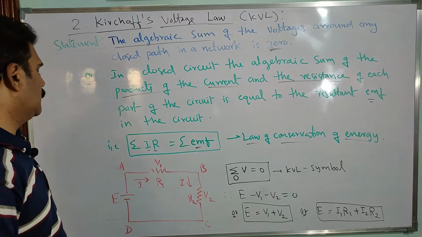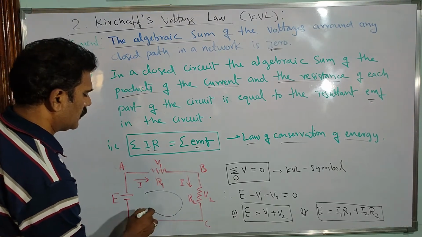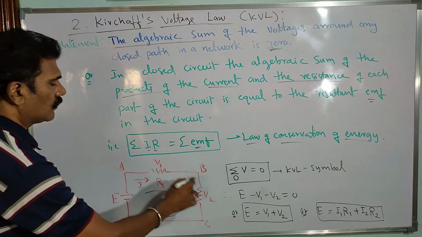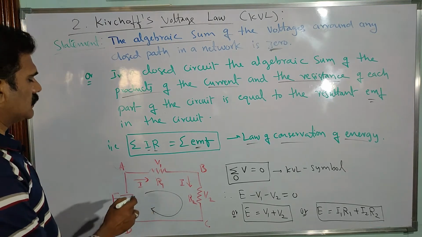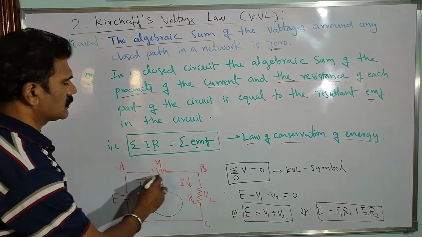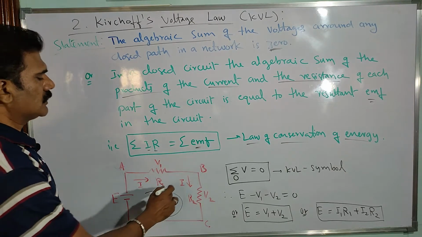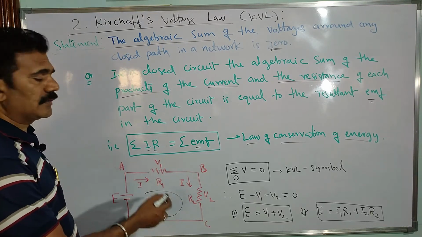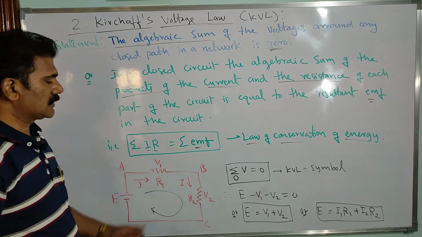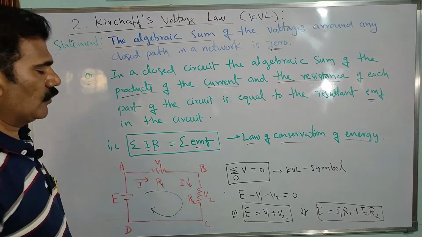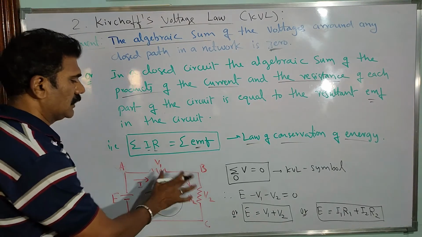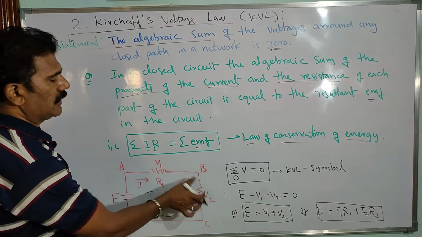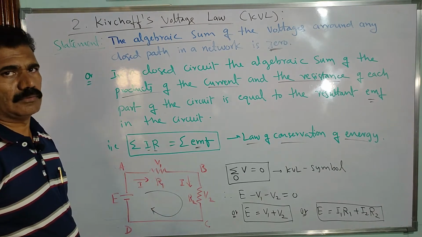When the loop is completed, there is a flow of current in the closed path. What is that current? I. The current passing through R1 is I, and the current passing through R2 is also I. There is no difference in the current. The same current is passing through the resistors R1 and R2 irrespective of their values, because they are connected in series. The voltage drop is different depending upon the values of R1 and R2. Clear?